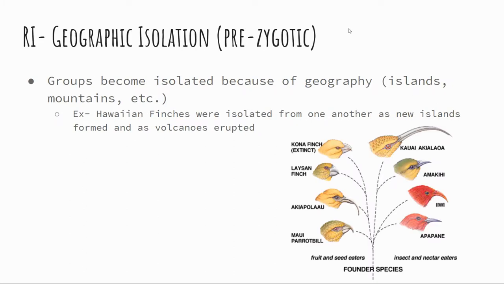So another one is geographic isolation. The groups become isolated because of geography, say islands or mountains. Examples are the Hawaiian finches were isolated from one another as new islands are formed and as volcanoes erupted, and then we start to see variations within the species of finches in the Hawaiian Islands.